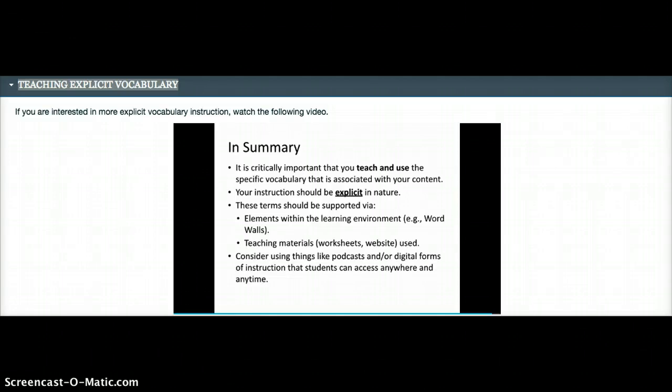And finally, you might use things such as podcasts or other digital forms of instruction wherein students might be able to take this home and access this support anywhere at any time. All right. So again, it's critical to explicitly teach the vocabulary you're going to use in your subject area. We've introduced to you a few ways to do that here. Please do the readings because the readings provide a lot more detail in this area.